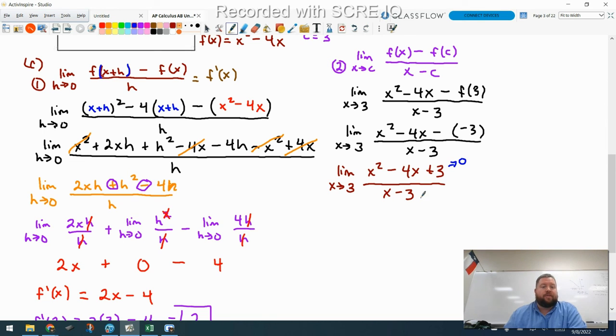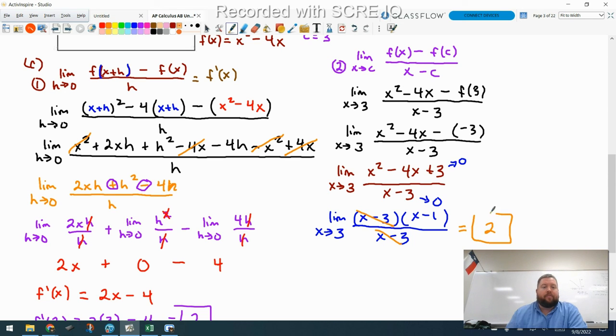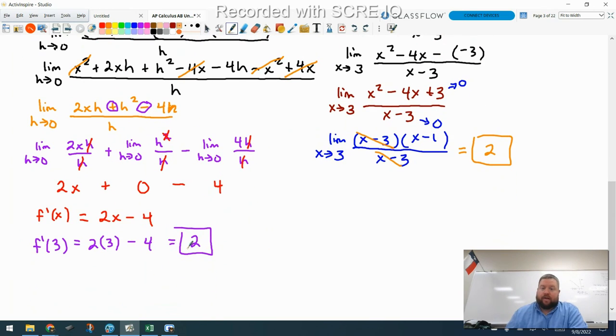So this is a 0 over 0, but we have a quadratic. I think we know what to do with that. We need to factor. So we get x minus 3 times x minus 1 over x minus 3. The x minus 3s will cancel out, and we can just plug in 3. 3 minus 1 is equal to 2, and that's our answer right there.